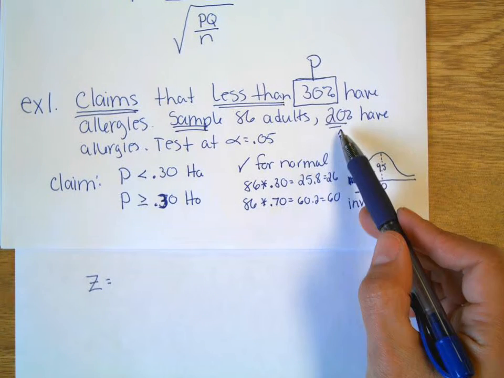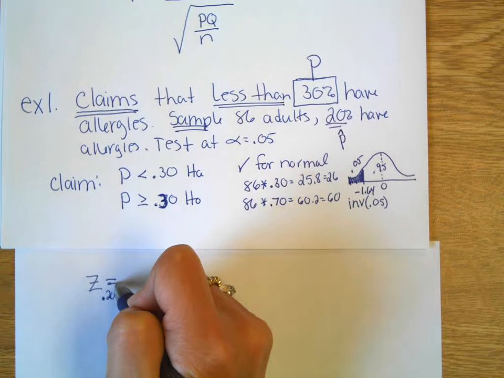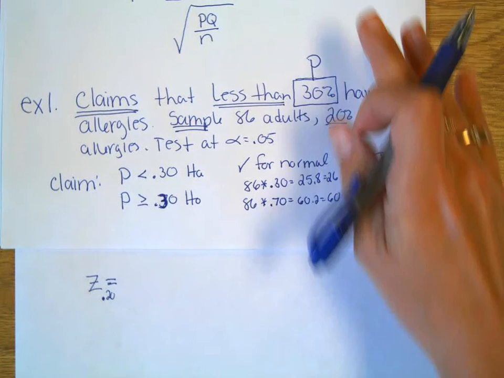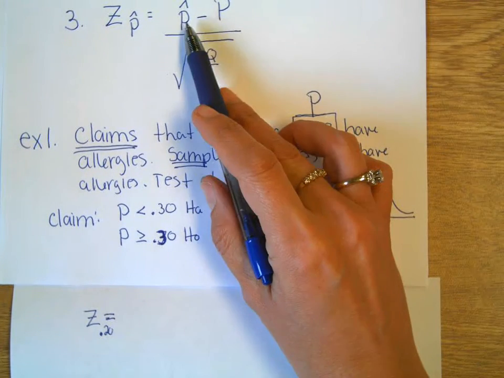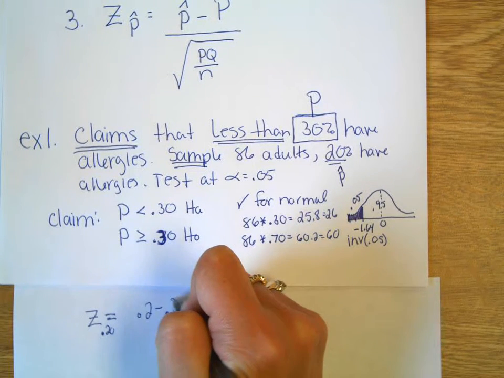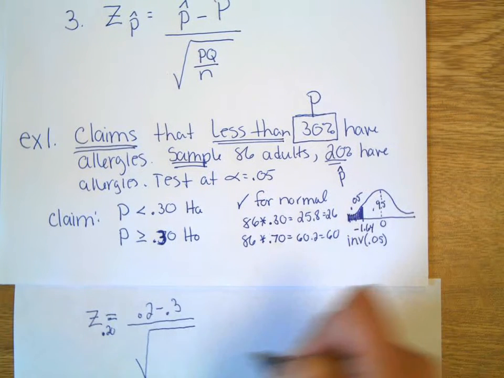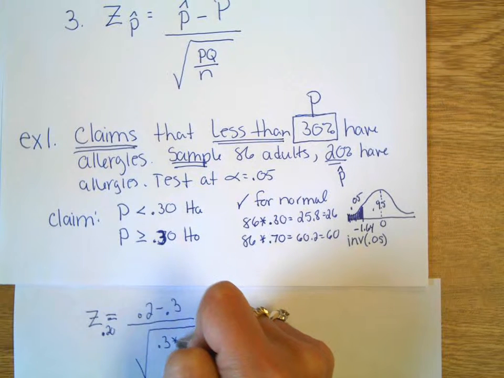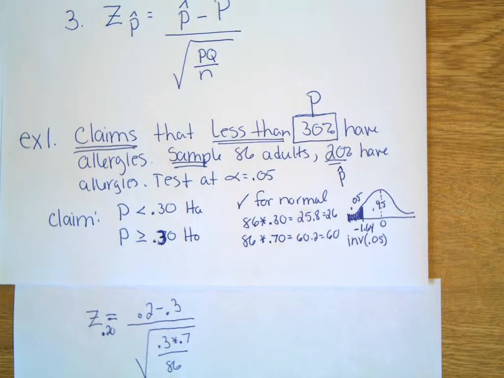0.2 is my p-hat. So if I follow the formula, I need my p-hat, 0.2 minus 0.3, divided by the square root of 0.3 times 0.7 over 86. Make sure you've got big P and big Q down here.